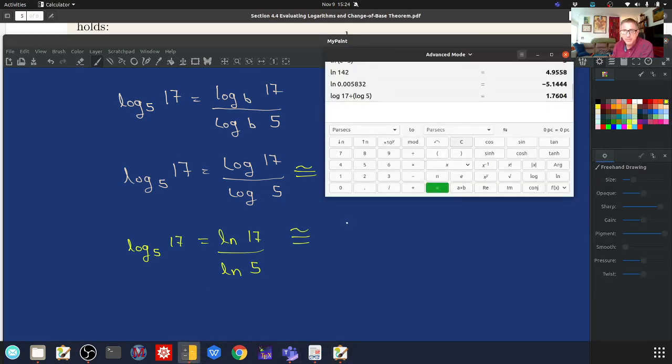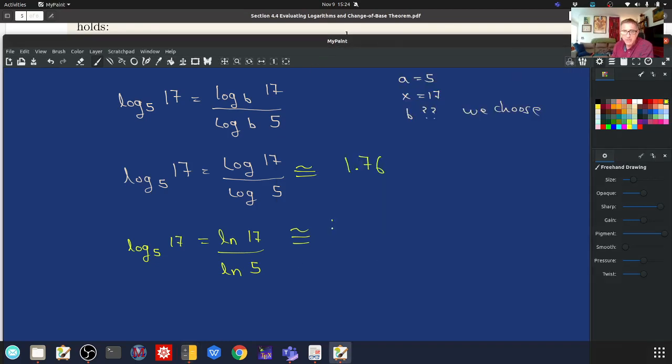Clear out. So now let's take the natural log of 17 and divide it by, I'm going to put parentheses there, the natural log of 5. Probably don't have to put parentheses there, but I don't know. And I'm going to get 1.76. Same answer.